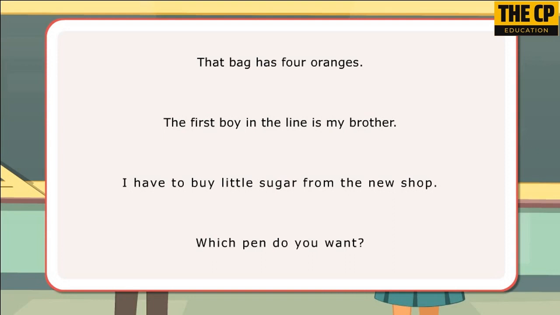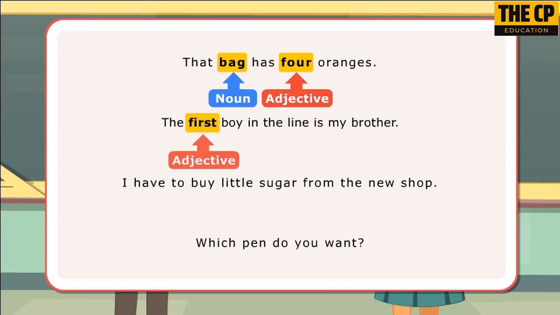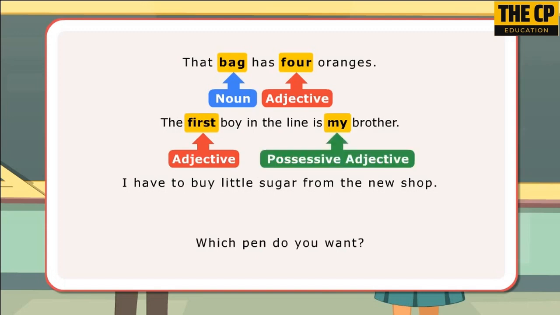In the first sentence, that is a demonstrative adjective since it points at the noun bag, and 4 is an adjective of number since it speaks about how many. In the next sentence, first is an adjective of number since it tells the order in which the boy is standing, and my is a possessive adjective since it shows possession.